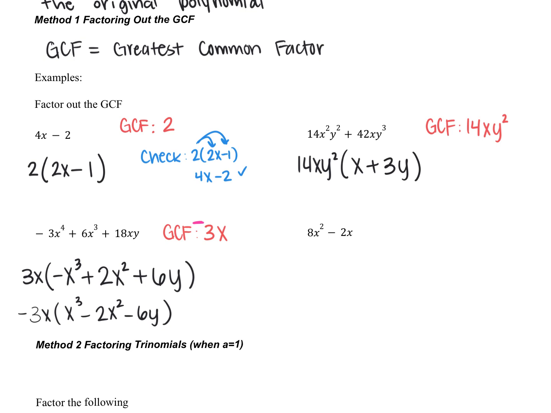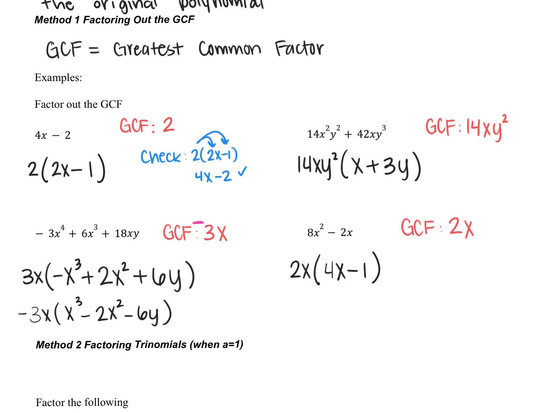Last example, we have 8x squared minus 2x. So for my GCF, 8 and 2 are both divisible by 2, and I have an x squared and an x, so my GCF contains x. So I take out my 2x, and I'm left with 4x minus 1 inside my parentheses.